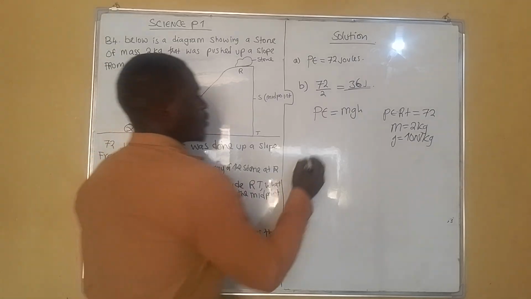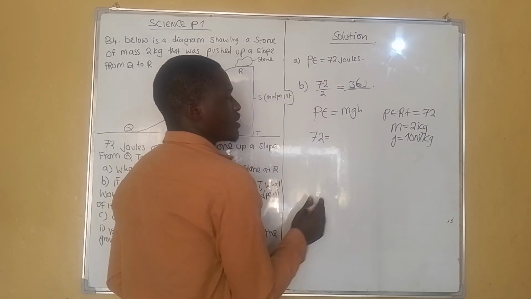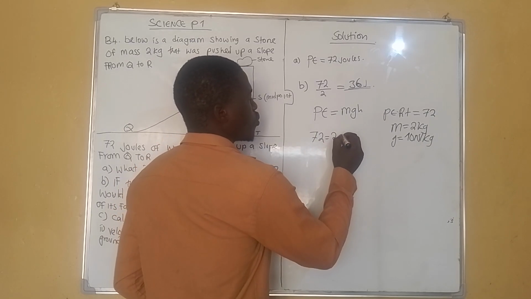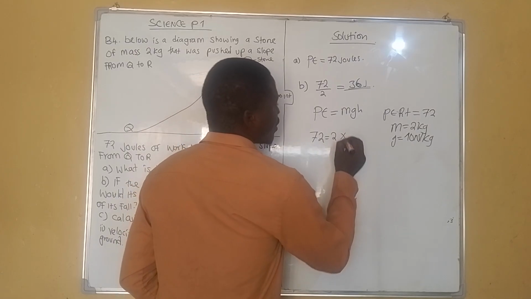Yeah. So the potential energy here is 72 equal to, what is the mass? 2 kgs. Okay, it's okay. 2 by what?